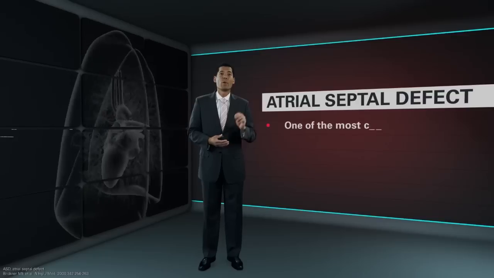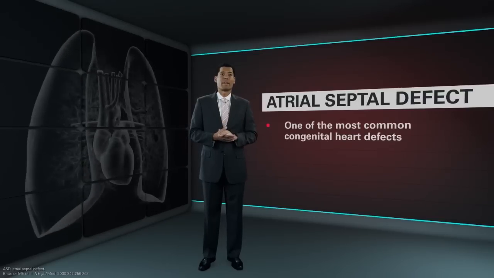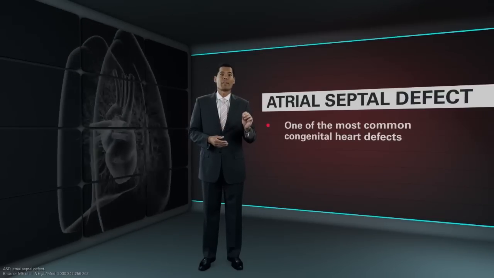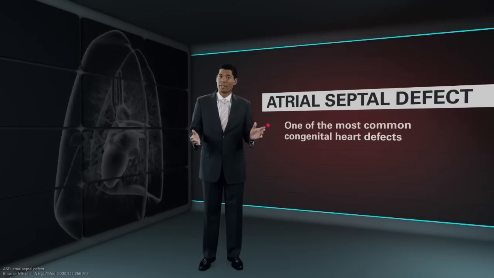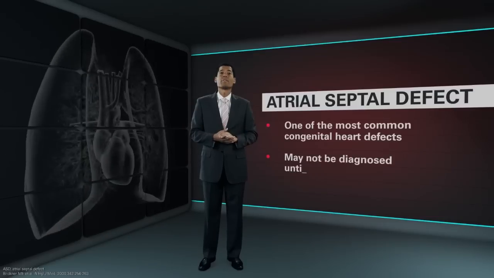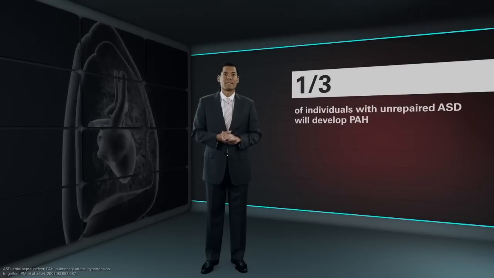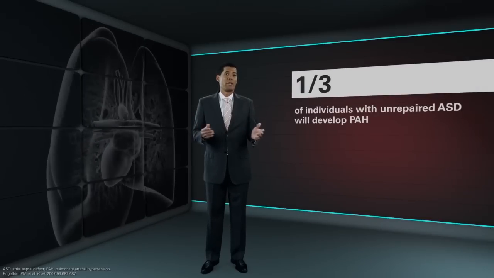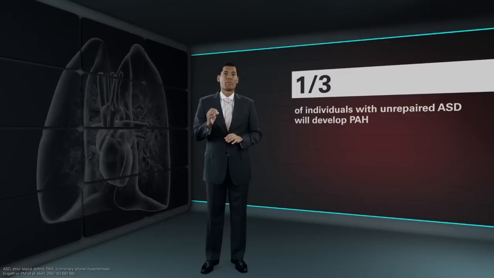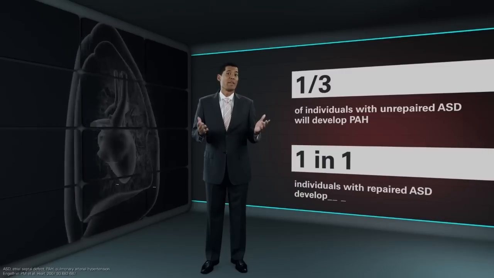An atrial septal defect, or ASD, one of the most common congenital heart defects, is associated with PAH. Occasionally, an ASD may not be diagnosed until adulthood. A retrospective analysis of data from the Ural Heart Survey showed that up to 1/3 of individuals with an unrepaired ASD will develop PAH. And even among those who did undergo repair, more than 1 in 10 develop PAH.